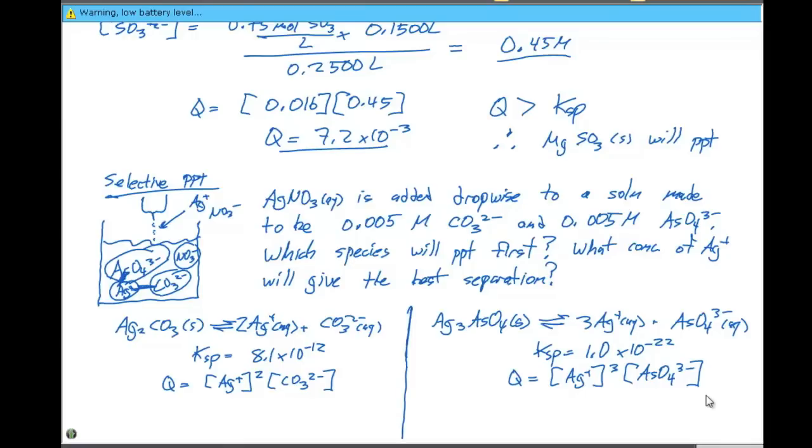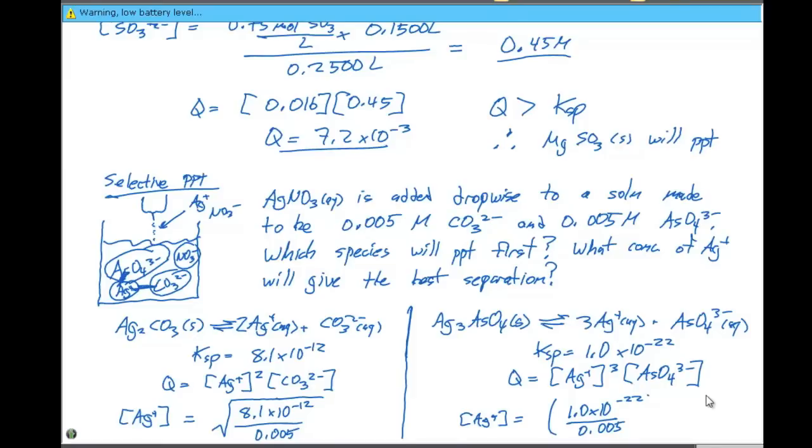Each of these examples is going to be slightly different, because in one case you have a silver concentration squared, and in another case you have a silver concentration to the third power. For the case of the silver carbonate, if we rearrange the Q expression, the concentration of silver plus that we need to form a precipitate is equal to the Ksp, which is 8.1 times 10 to the minus 12, divided by our carbonate concentration, 0.005, and we take the square root of all of this because the silver concentration is raised to the second power. For the silver arsenate case, Ag plus concentration is going to equal the Ksp, 1.0 times 10 to the minus 22, divided by 0.005, and we take this all to the 1/3 power because our silver plus concentration is raised to the third power.